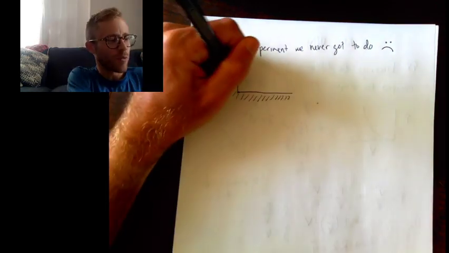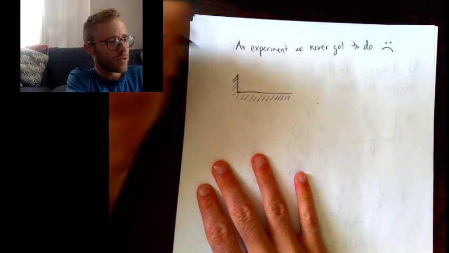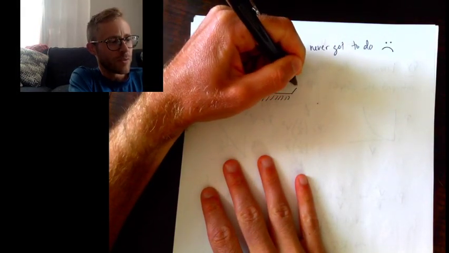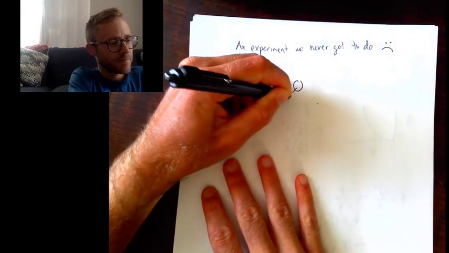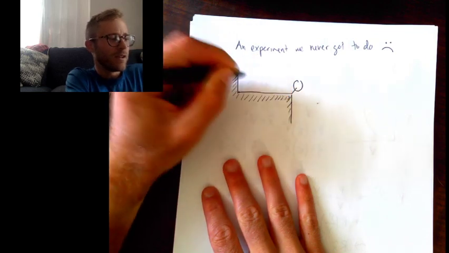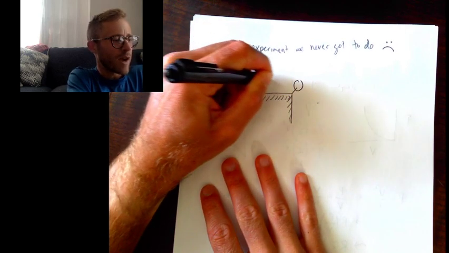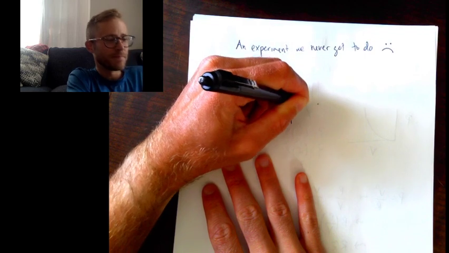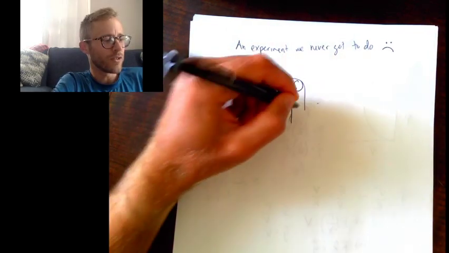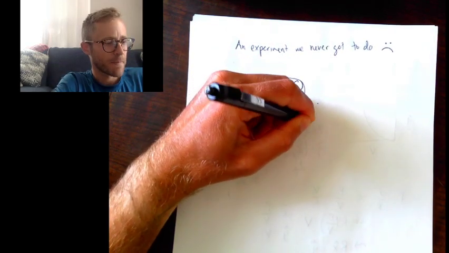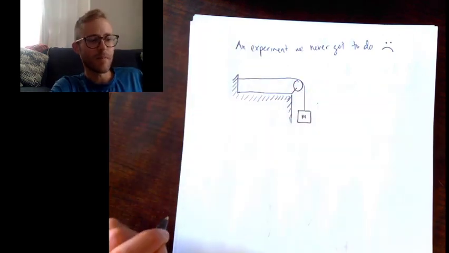So we have a rope or some kind of a string, and here's a pulley, and the string wraps around the pulley, and there's a mass hanging here. Okay?